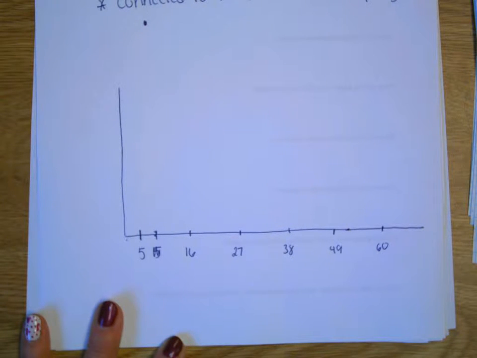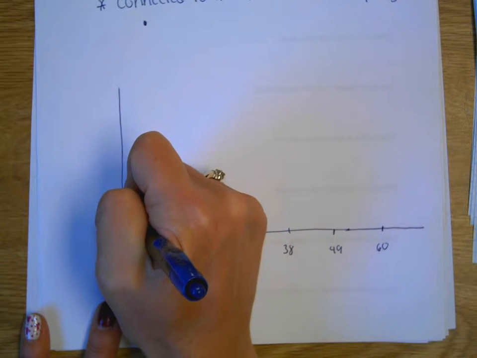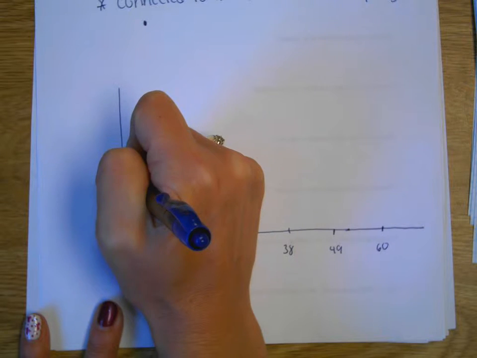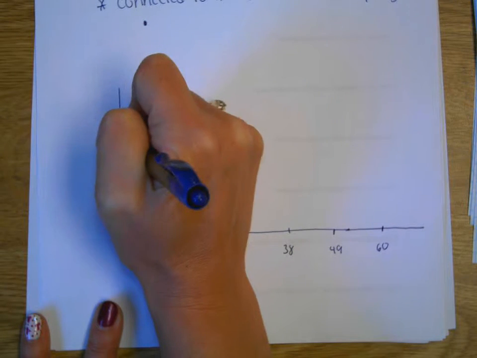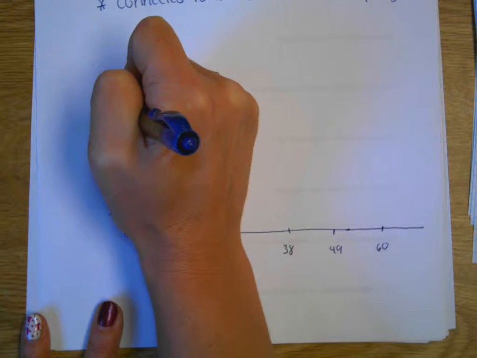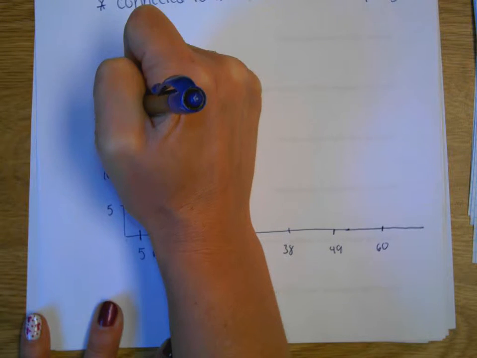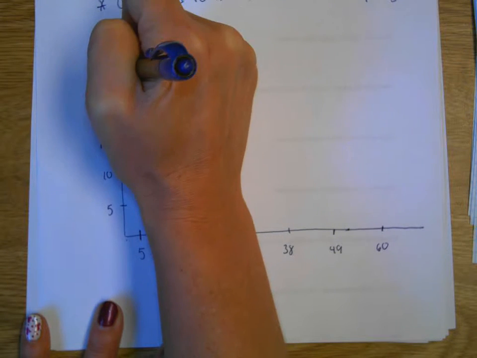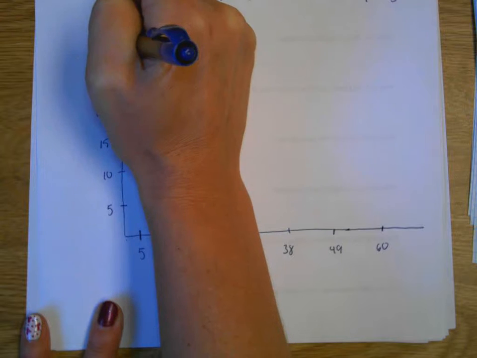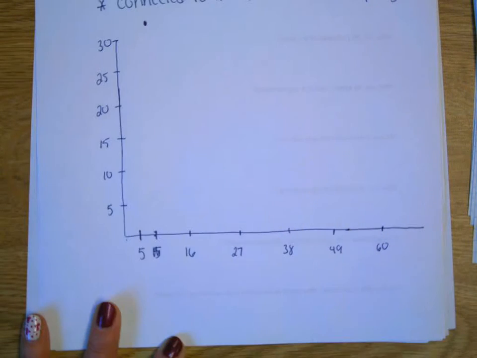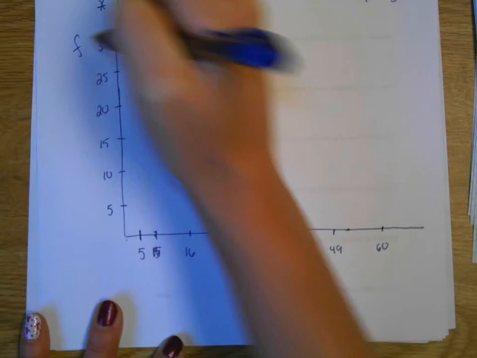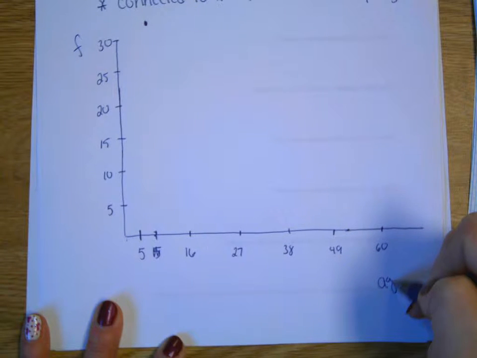Now our frequencies, our highest frequency was 27. What did we count by yesterday? Count by 5 and go to 30. Let's go by 5s this time. All right. So we'll count by 5s. 10, 15, 20. 25. 30. This is our frequency. These are our ages.